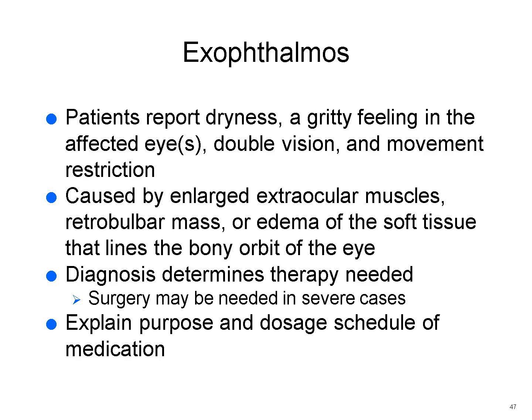Exophthalmos is the abnormal protrusion of one or both eyes, often associated with thyroid eye disease. Patients may experience dryness, a gritty sensation, double vision, or difficulty moving the eye. It is typically caused by enlargement of the extraocular muscles, retrobulbar masses, or inflammation of orbital tissues.